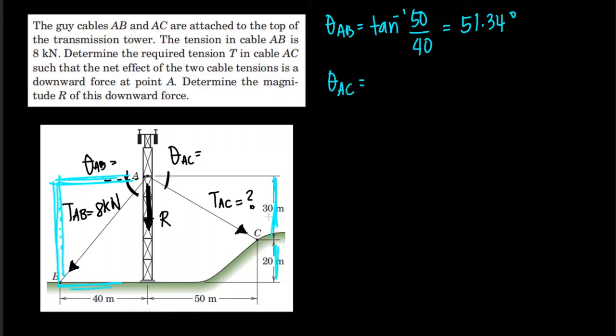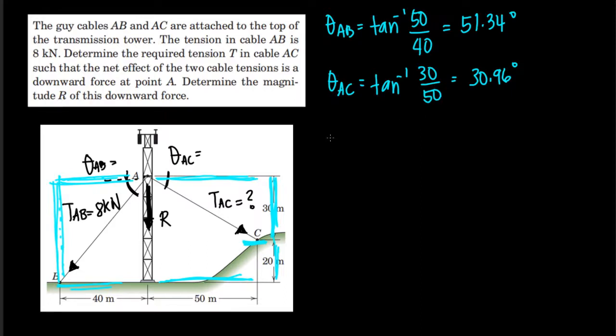Angle AC is just a bit different because its opposite is only 30, because it's on a hill. So, arctan of 30 over its adjacent, this long distance over here, which is the same as 50. So, it's 30 over 50, and you should get 30.96 degrees. Take note of those angles because we will use them.